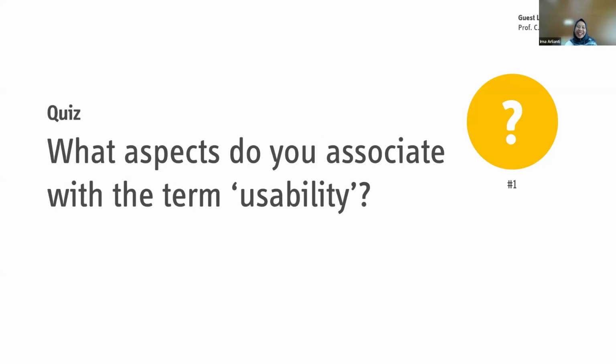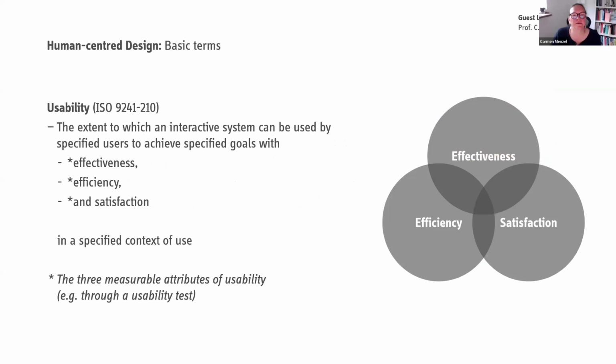Yeah, maybe I think it's about being able to use. It's understandable to use. Yes, absolutely. Things should be used easily. Yeah. When we go back to our beautiful DIN ISO norm, it says usability describes the extent to which an interactive system can be used by specified users, so we have particular user groups, to achieve specified goals with effectiveness, efficiency, and satisfaction in a specified context of use. That sounds a little bit abstract, but don't be worried.